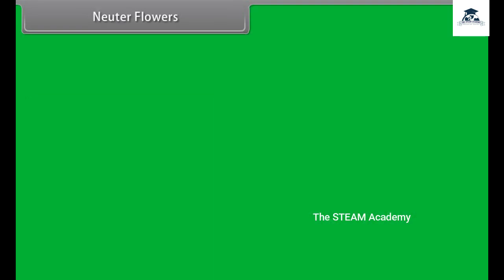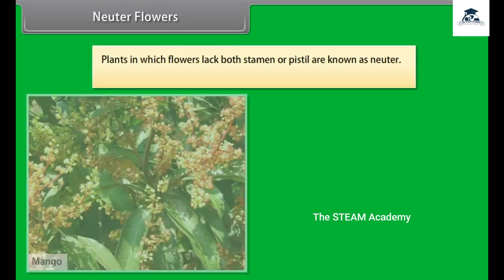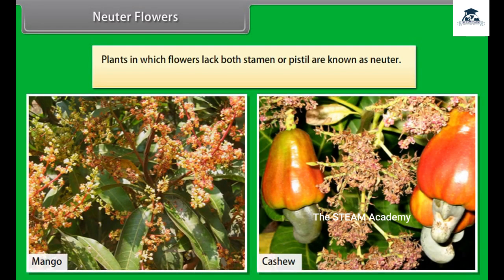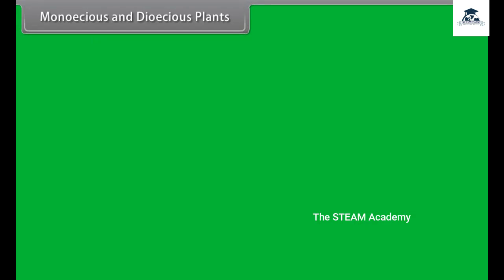Neuter flowers. Plants in which flowers lack both stamen and pistil are known as neuter. Example: mango, cashew. Monoecious and dioecious plants.